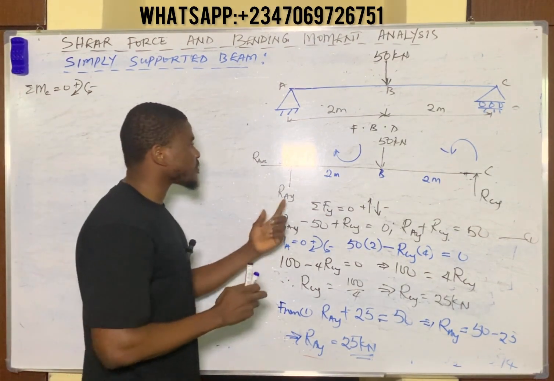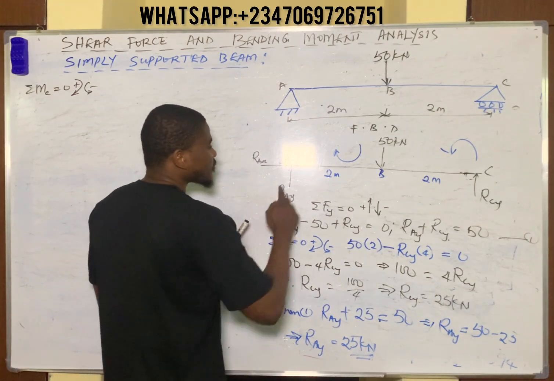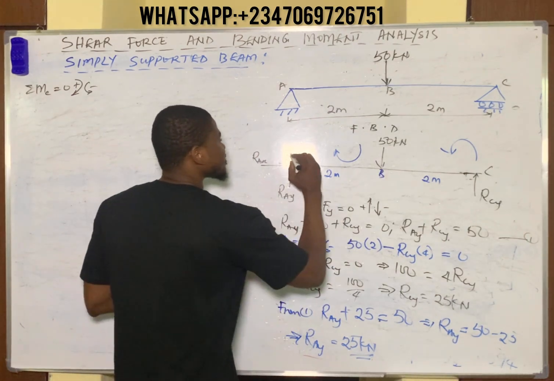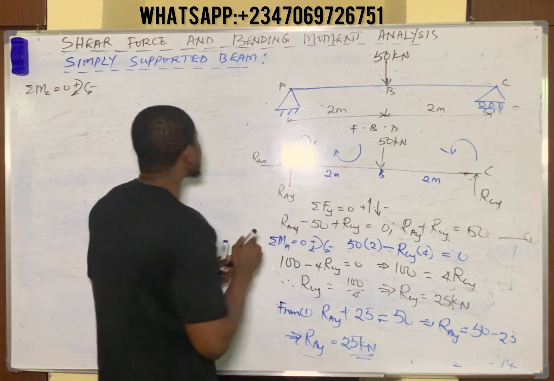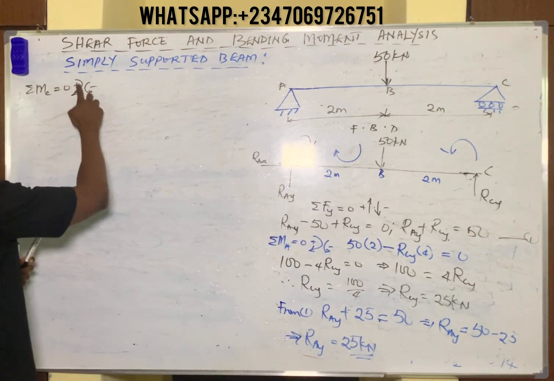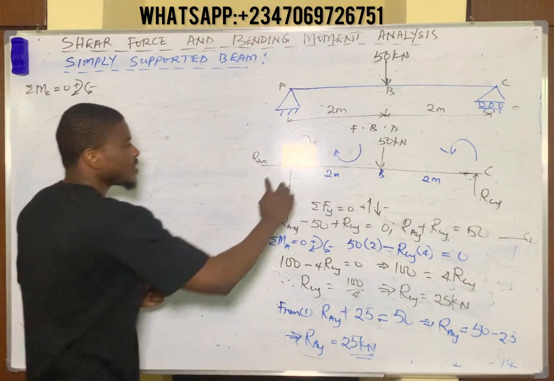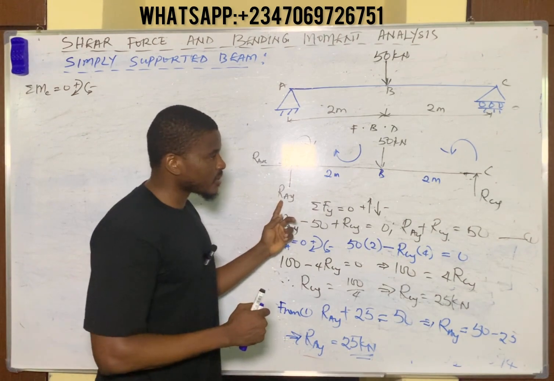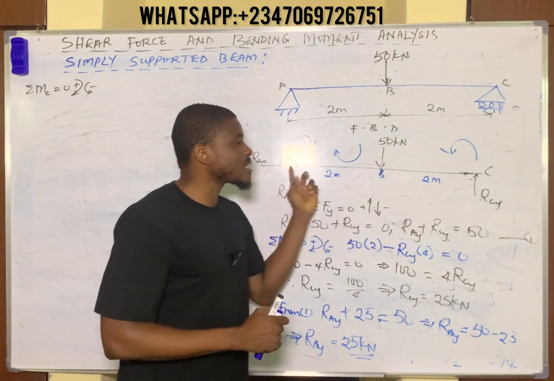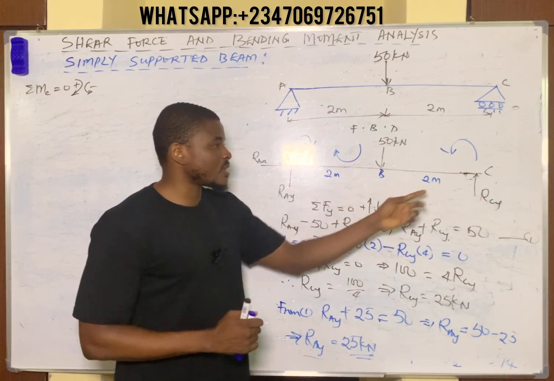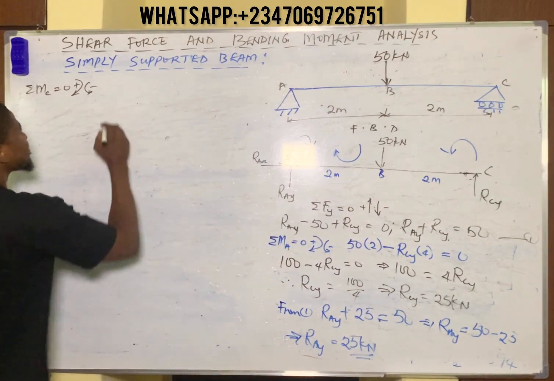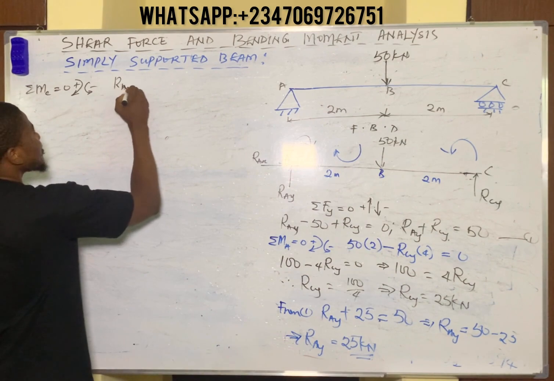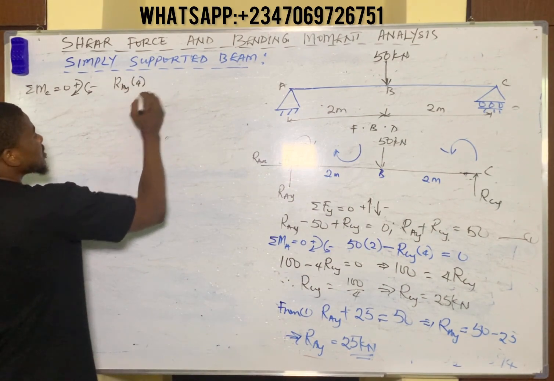Now RAY is pointing upwards, so the moment of this force about point C will turn in this direction. And this is going to be a clockwise direction. We said let clockwise be positive, so this is actually going to be positive. The total distance it takes this force RAY to get to point C is the total length of the beam, which is 2 plus 2, and that's 4. So you simply have RAY multiplied by 4.